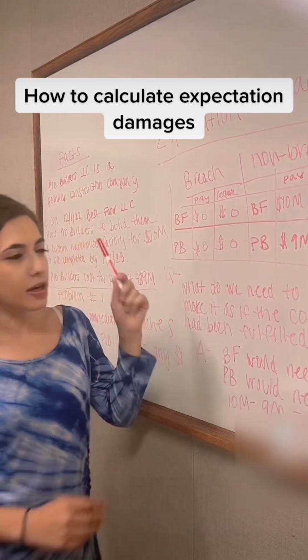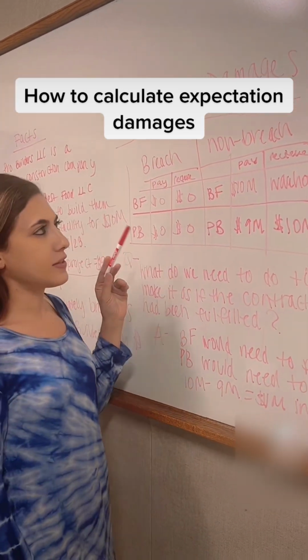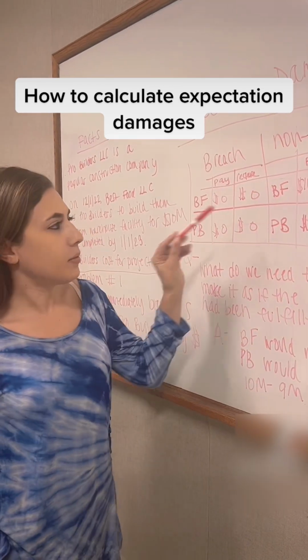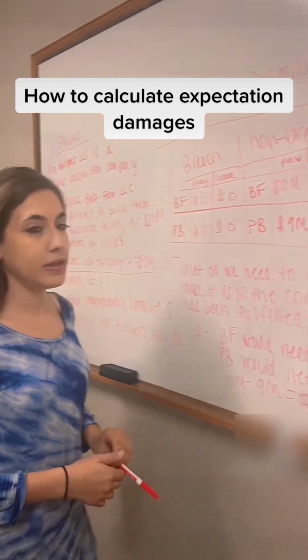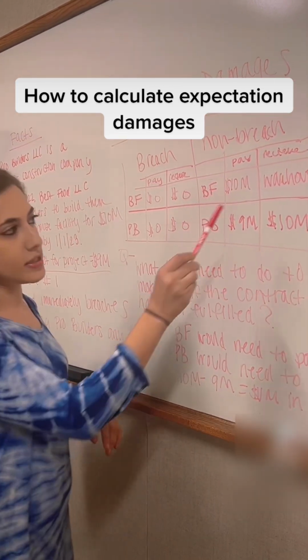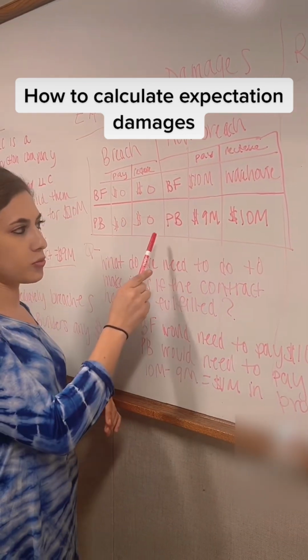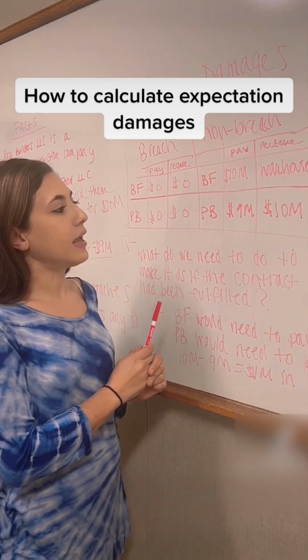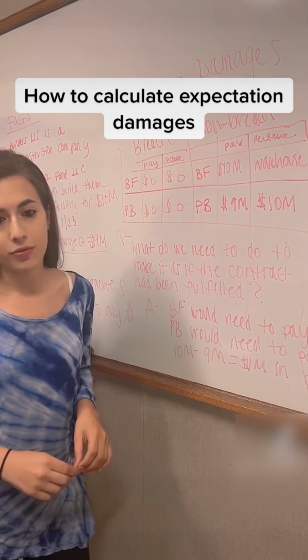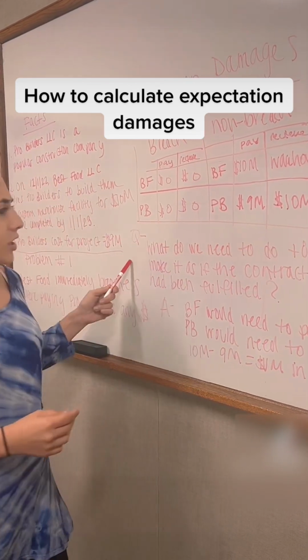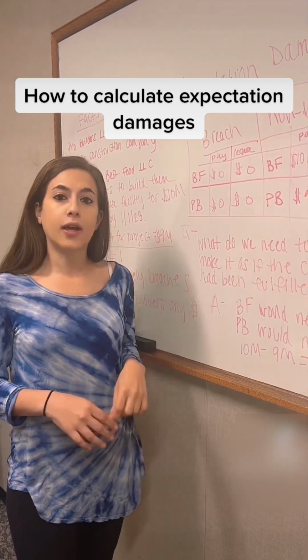Okay, so in the non-breach world, as if the contract would have been fulfilled, Best Food would have ended up paying $10 million and they would have received their warehouse. Pro Builders would have paid $9 million in costs and they would have received a $10 million payment for the warehouse. So we ask ourselves, what do we need to do to make it as if the contract had been fulfilled?